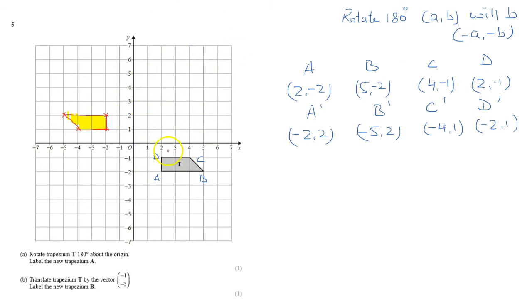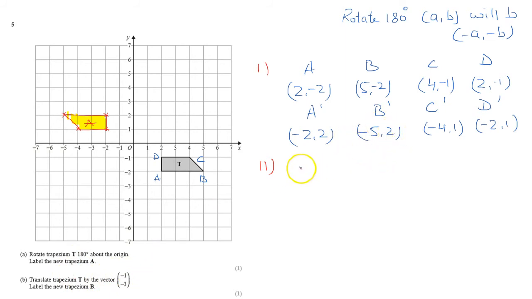Yes, you can see that this is 90 and 90, 180 degrees. So this is a complete change in orientation. So this is trapezium A. Now part B is translate trapezium T by the vector (-1, -3).